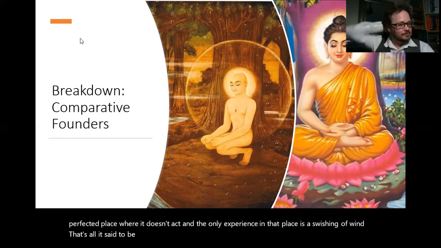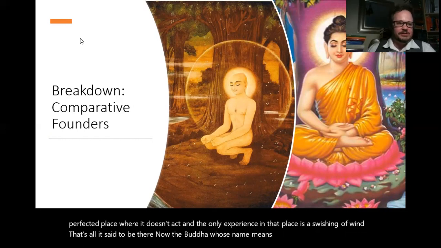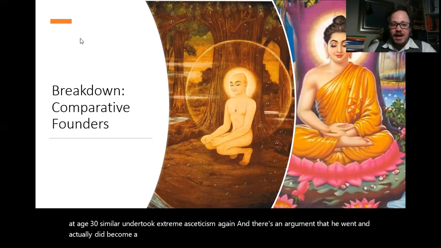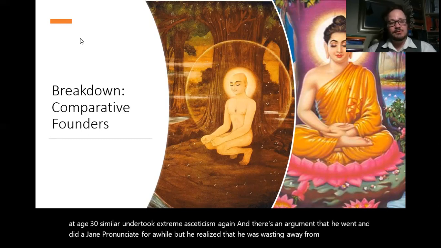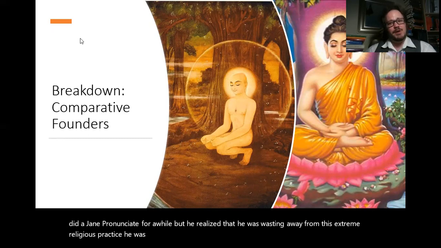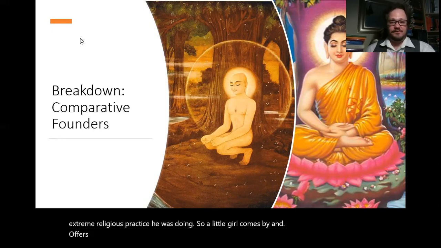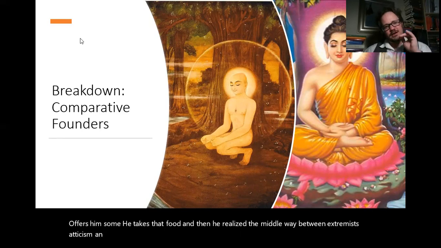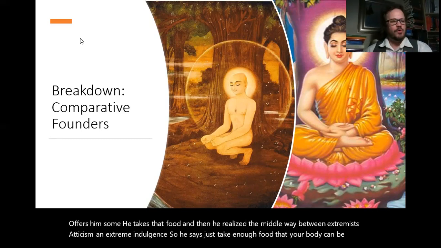Now, the Buddha, whose name means the awakened one, left home at age 30, similar, undertook extreme asceticism, again, and there's an argument that he actually did become a Jain renunciate for a while. But he realized that he was wasting away from this extreme religious practice. So a little girl comes by and offers him some food. He takes that food. And then he realized the middle way between extreme asceticism and extreme indulgence. So he says, just take enough food that your body can be comfortable and that you can support your own practice.